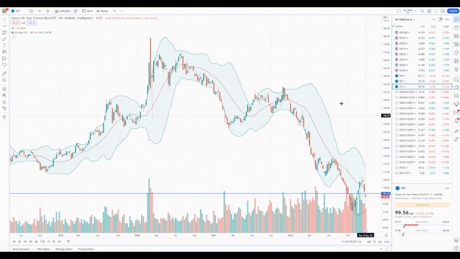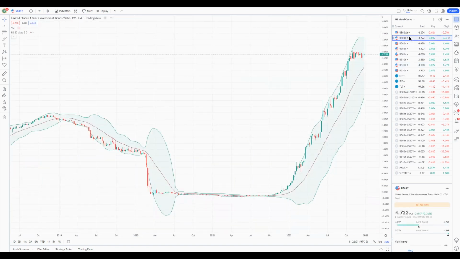And as you can see, in 2021, we had a fall in TLT. And then in 2022, we had a collapse in its price from 150 all the way to below 100. That is a massive move. That is a massive tightening of monetary policy, and yields have gone from under 1% to over 4% in the space of 2 years.